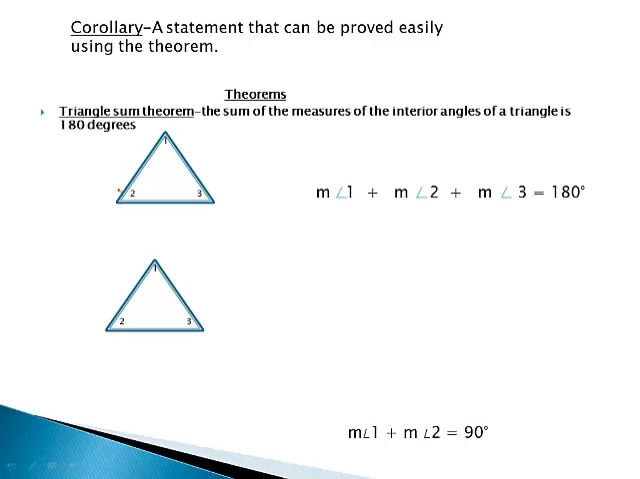So we have our theorems. We have a triangle sum theorem, which we actually just showed using the ripping off of the corners. Triangle sum theorem states that the sum of the measures of the interior angles of a triangle is going to be 180 degrees. If it's not, that means it's not a triangle. It's something different.